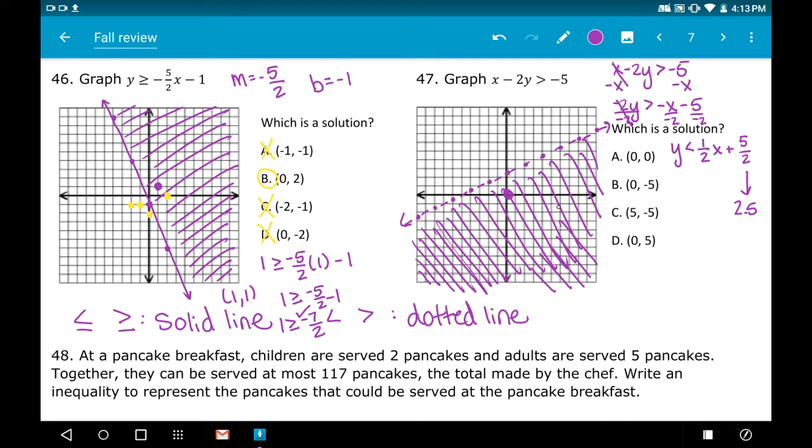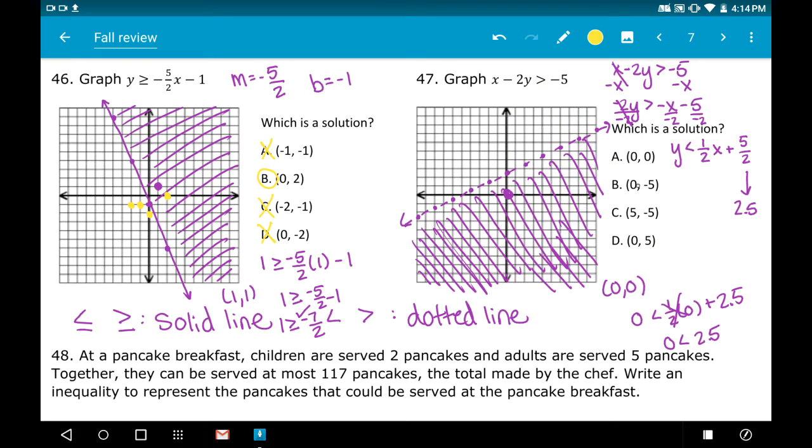So I'll pick 0, 0 this time. So if I plug in 0, 0, I make y a 0 and x a 0. So anything times 0 is 0, which means we have 0 is less than 2.5. That is true, so we shade the side with the test point. So we did that part correctly.